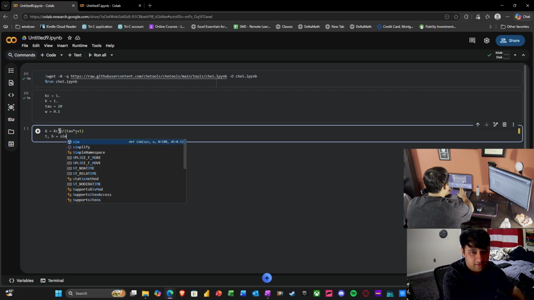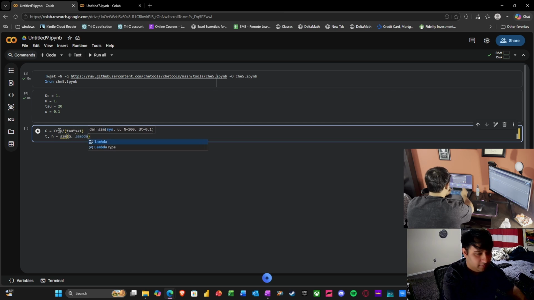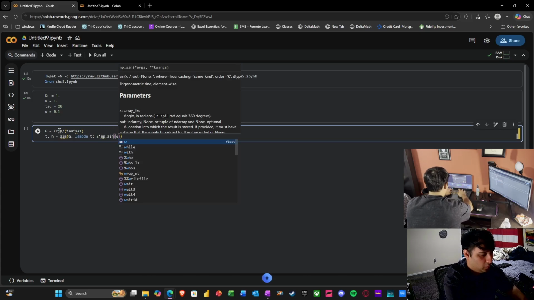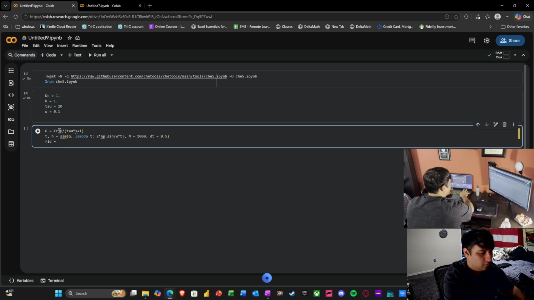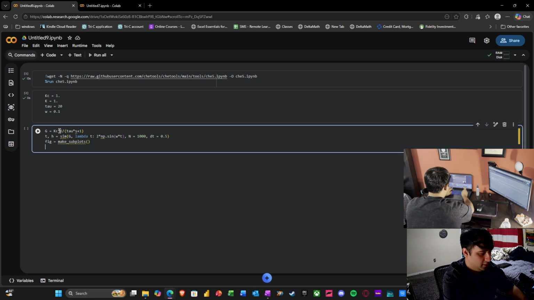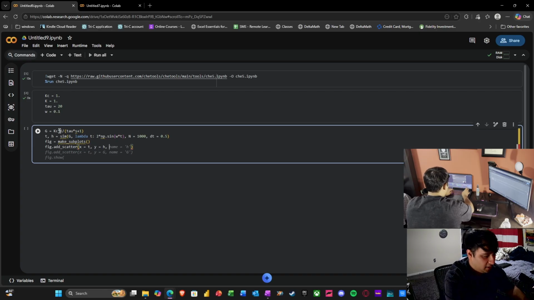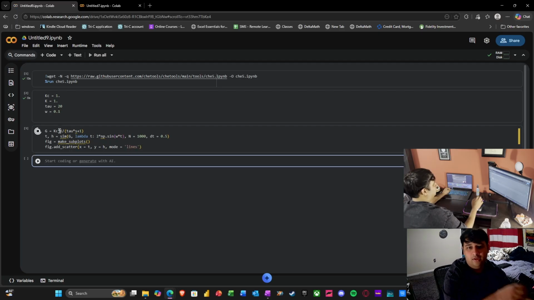So this will be sim G lambda t and 2 times np dot sine of omega times t, where N equals 1000 and dt equals 0.5, and then fig equals make underscore subplots, and this is relatively a shorter code today, where x equals t, y equals h, and our mode is lines, and that is it. So shift enter, this should work.